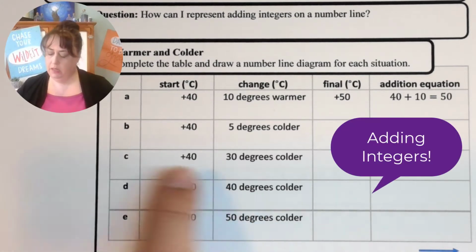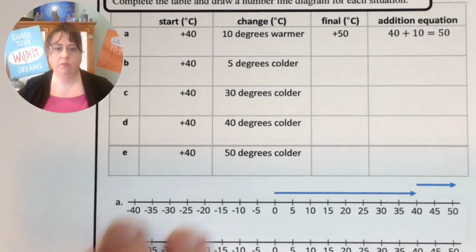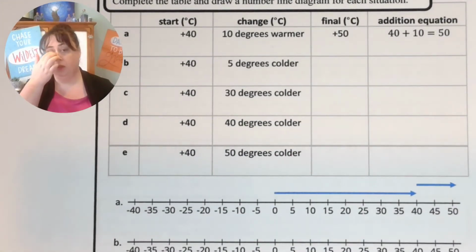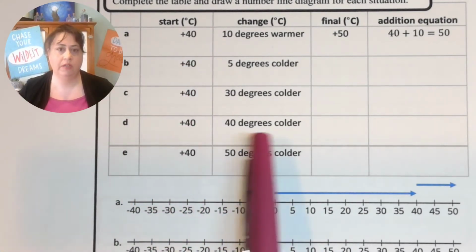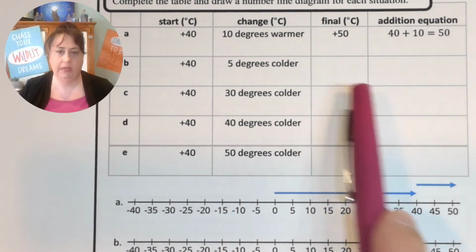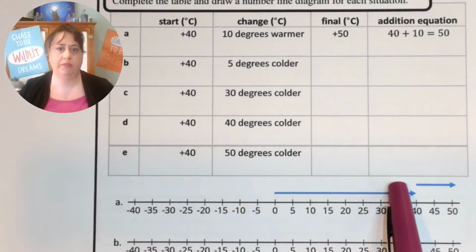At the top, you'll see a table, and then at the bottom, you'll see the number lines that go with it. So the first one we're going to look at, they're all going to start at 40 degrees, and then we're going to be doing something to it. We'll have a final degree, and then we're going to write the equation that goes along with it.